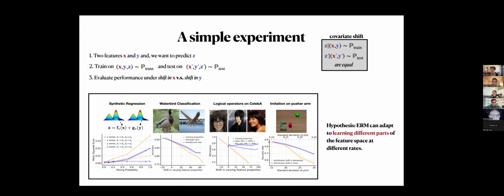So I'm going to make a hypothesis as to why this is happening, which is that empirical risk minimization, even though you're training a predictor on two features together, somehow adapts to the feature space and is learning the simpler feature at a faster rate than the more complicated one, even for tasks where both are being thrown into the same machine learning model. Okay, so that's the hypothesis we're going to evaluate.